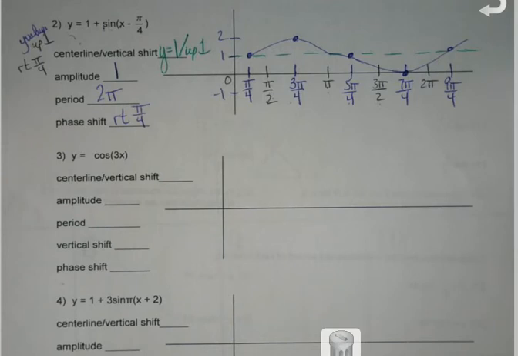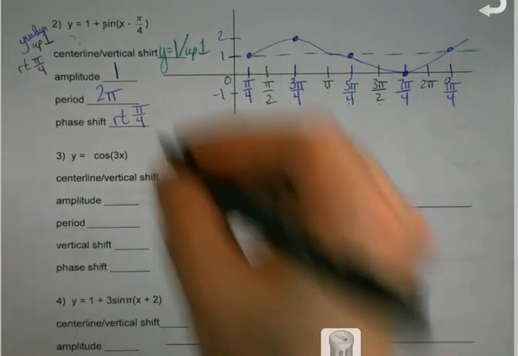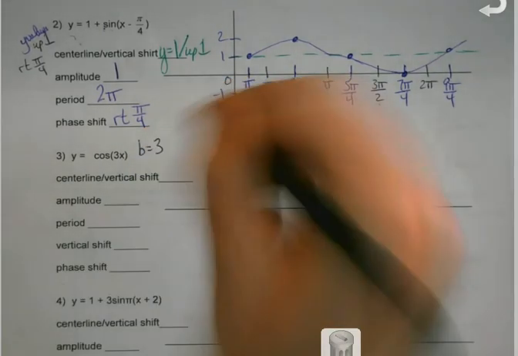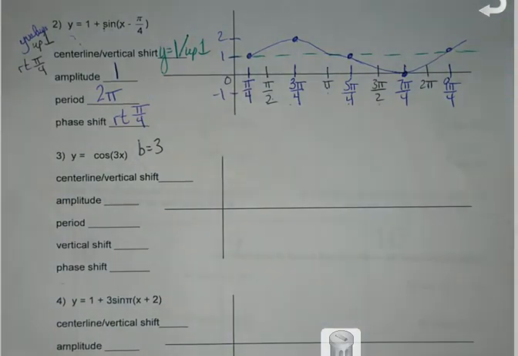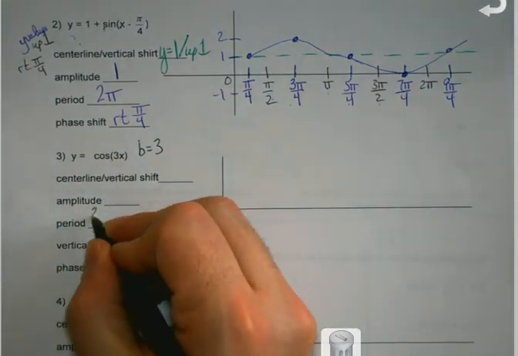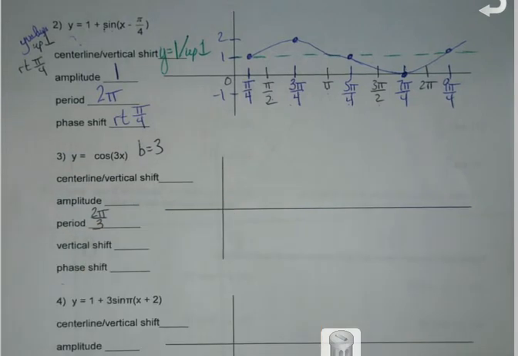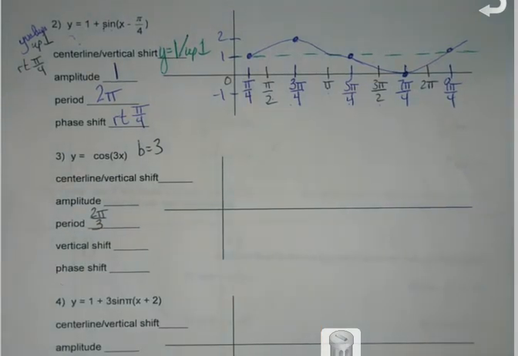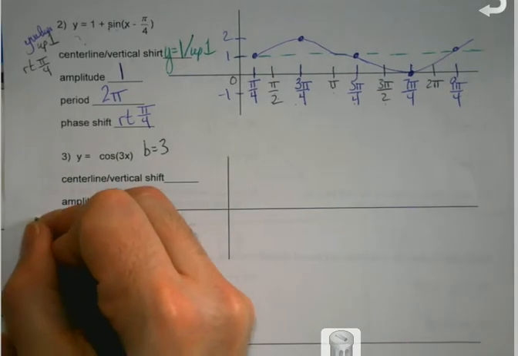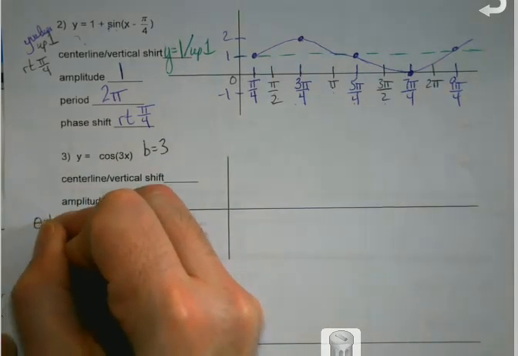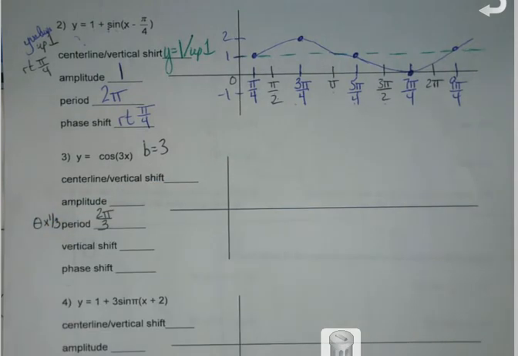Okay, this time I only have one thing changing. I have a b value of 3, which affects my period. Because whenever we have a b value in front of x, we're going to divide by my b. So 2 pi over 3 is my new period. Now, this gets a little more interesting again. Because when you divide by 3, that's the same as taking my angle measures and multiplying all of them by a third.